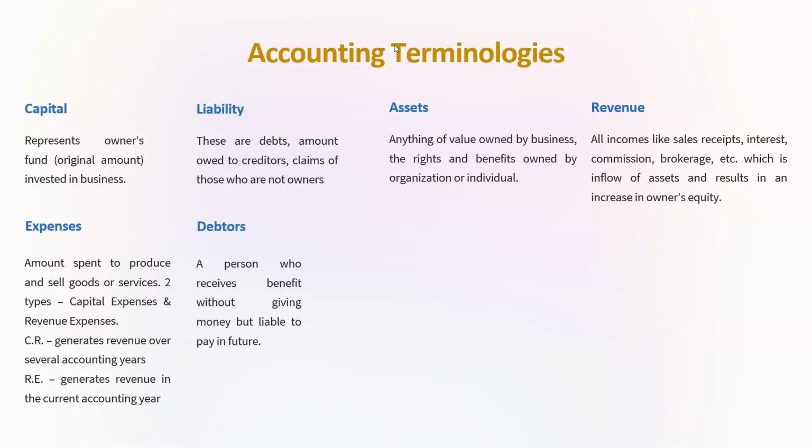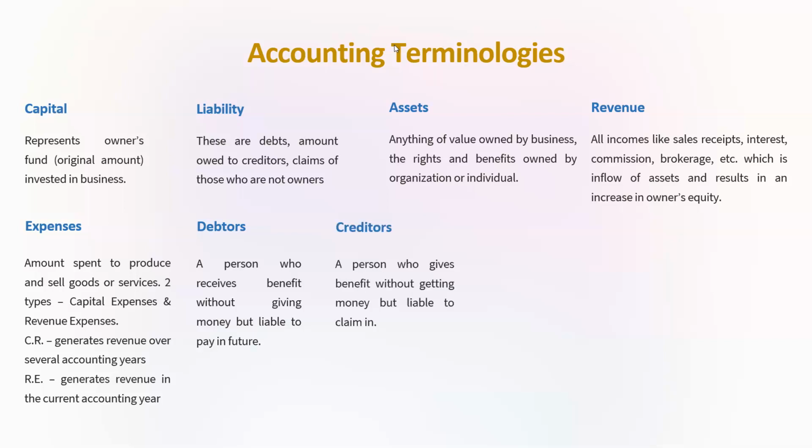And then the debtors: the person who receives the benefit without giving money but is liable to pay in future. So if the company is a debtor, it means the company is liable to pay the other person, a supplier, the bank or another organization. In the other case, if another person or organization is liable to the company, they have to pay back to the company.